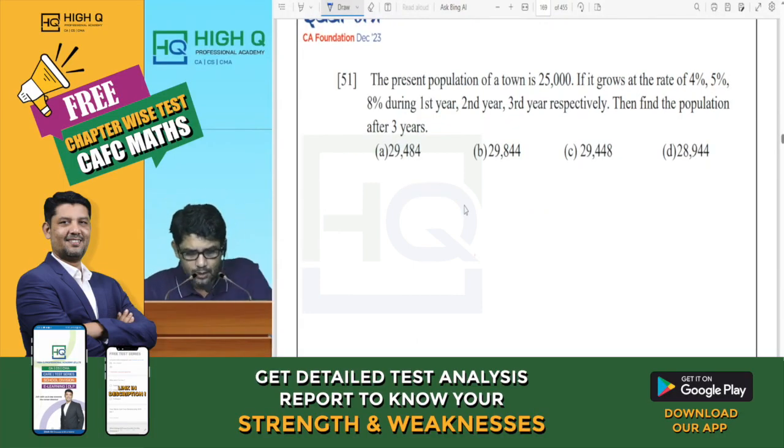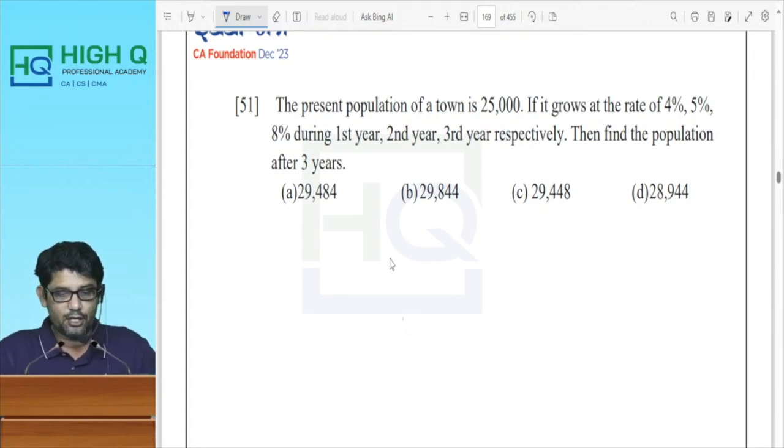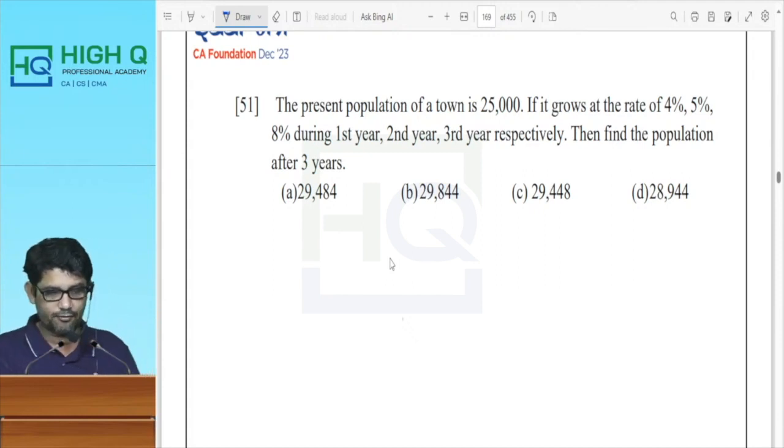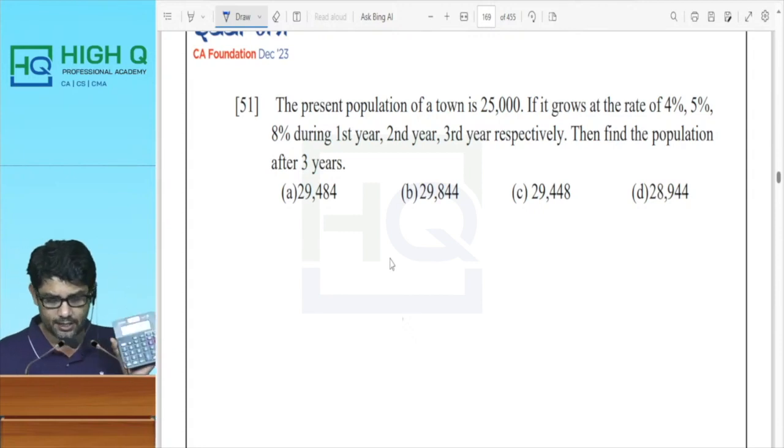Now, the present population of a town is 25,000. If it grows at the rate of 4%, 5%, 8% during first year, second year, third year respectively, then find the population after 3 years. Can you please find out, my dear? 5 seconds. Give me the answer. Just use the calculator and get the answer.